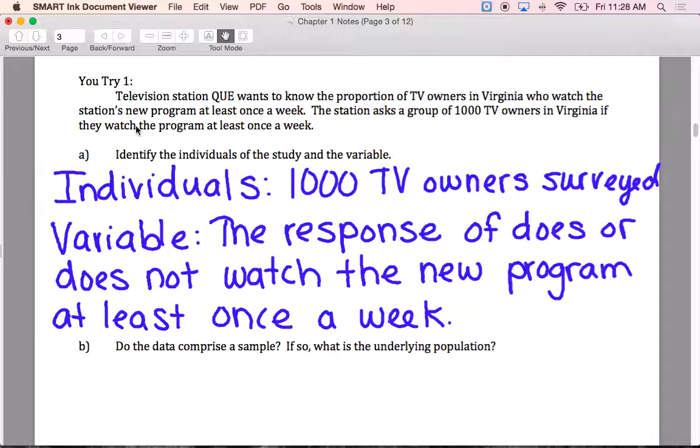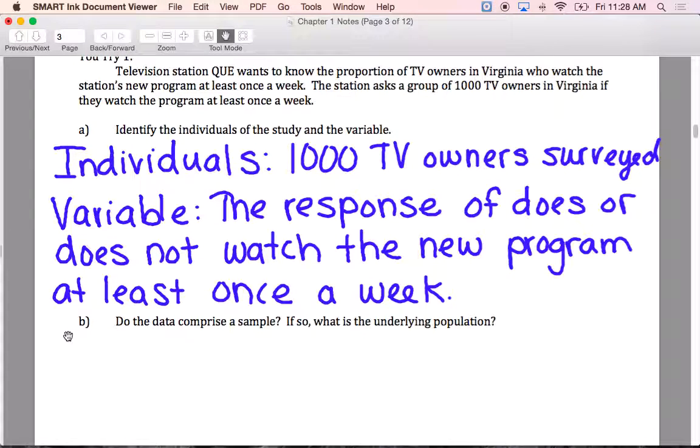Then for part B, do the data comprise a sample? If so, what is the underlying population? We're only looking at 1,000 people. There are not just 1,000 in Virginia. So yes, it does represent a sample. And our underlying population would be all TV owners in Virginia.